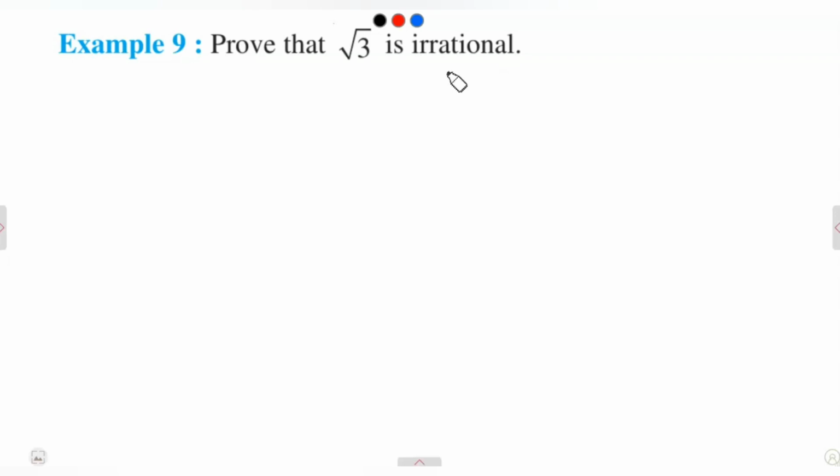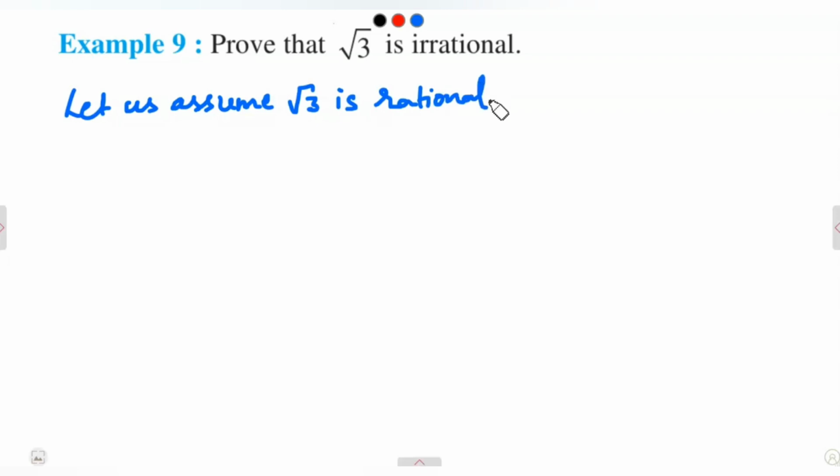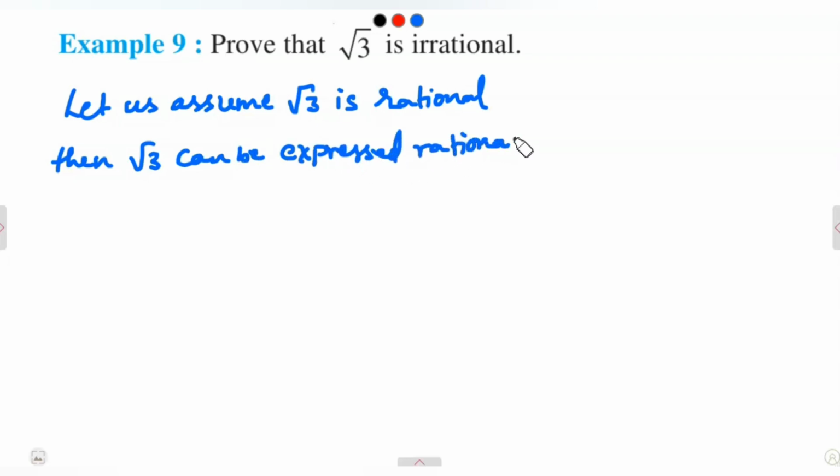To prove this root 3 is irrational, first of all let us assume in contrary that root 3 is a rational number. In contrary to the irrational, we think of it as a rational number first. If it is a rational number, then root 3 can be expressed in rational form. Rational number form means like in fraction form.